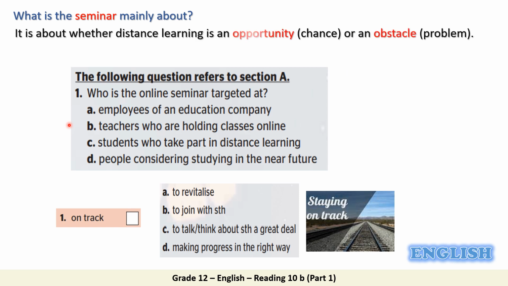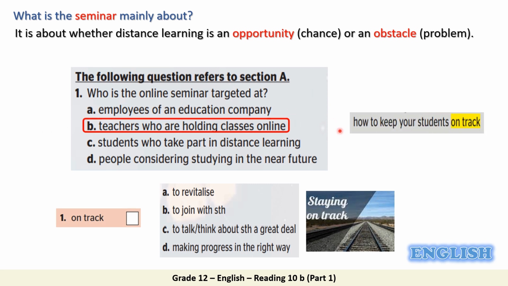Done? Okay, the seminar is about whether distance learning is an opportunity or an obstacle. And this advertisement targets the teachers who are holding classes online. And this is the evidence, how to keep your students on track. And the meaning of the phrase on track, your answer please. Right, on track means that you are making progress in the right way. Right?